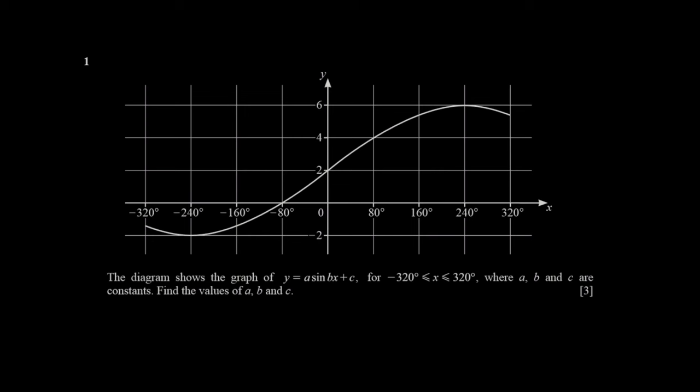All right, here we are in question 1. The diagram shows the graph of y equals a sine bx plus c between negative 320 and positive 320, where a, b, and c are constants. Find the values of a, b, and c.